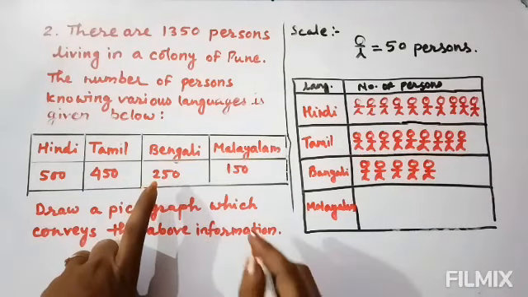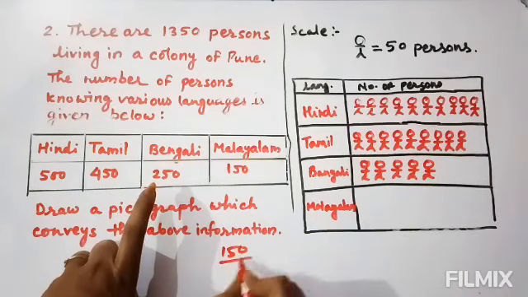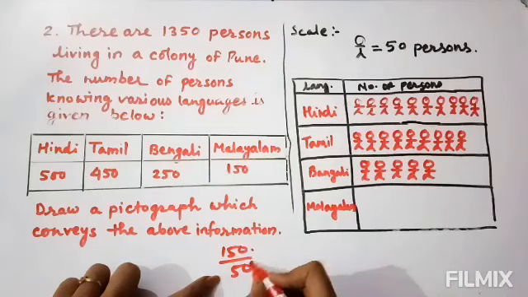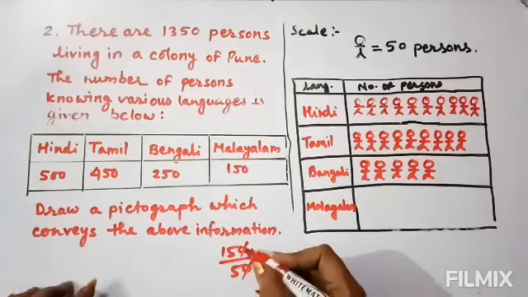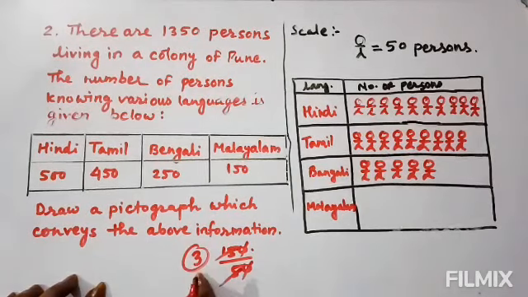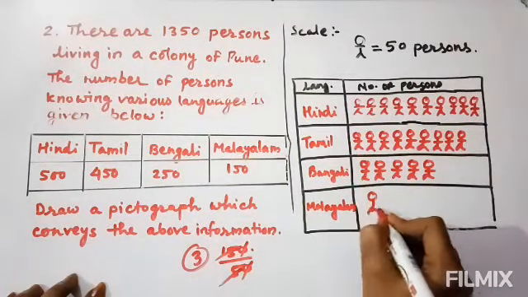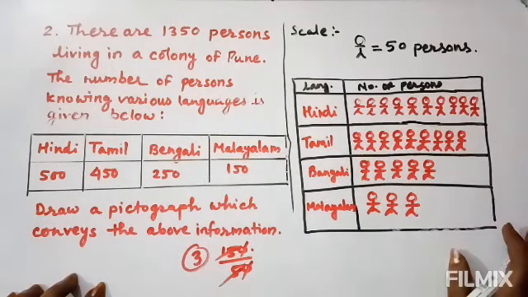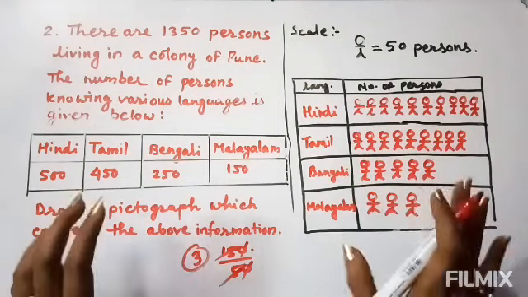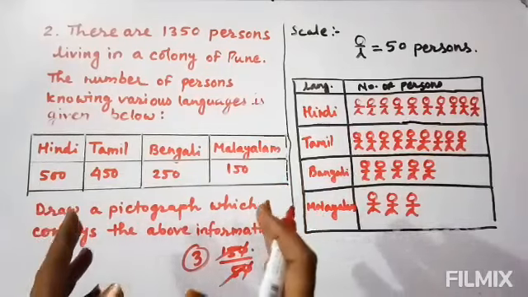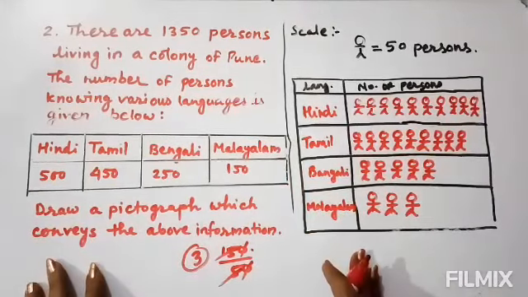And the last one is Malayalam. 150, the number of persons knowing the language, will be divided by 50, the scale. 5 threes are 15. We have received 3 for this division. It means we need to draw 3 pictures only: 1, 2 and this 3. Am I clear? So in this way you can make a pictograph for any information that you get as a question. I hope you all have understood how to draw a pictograph.